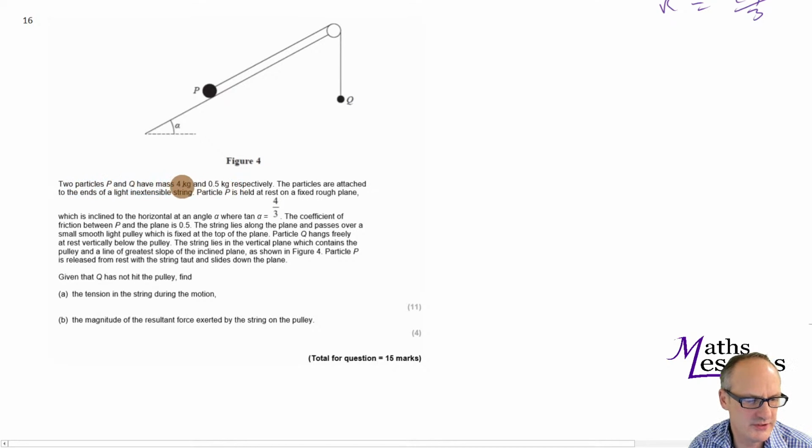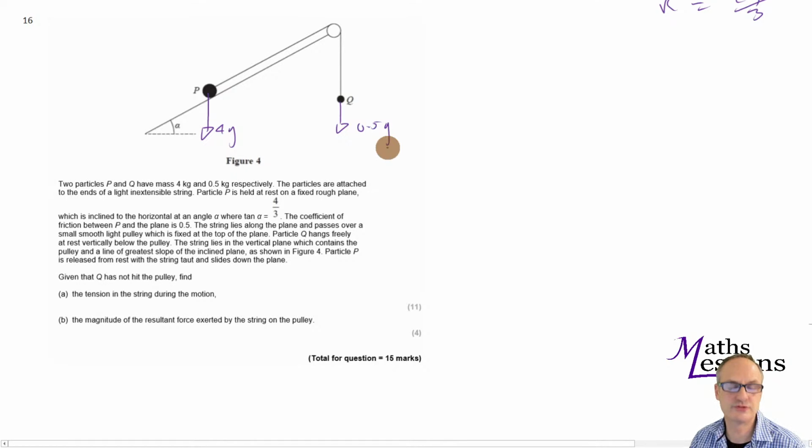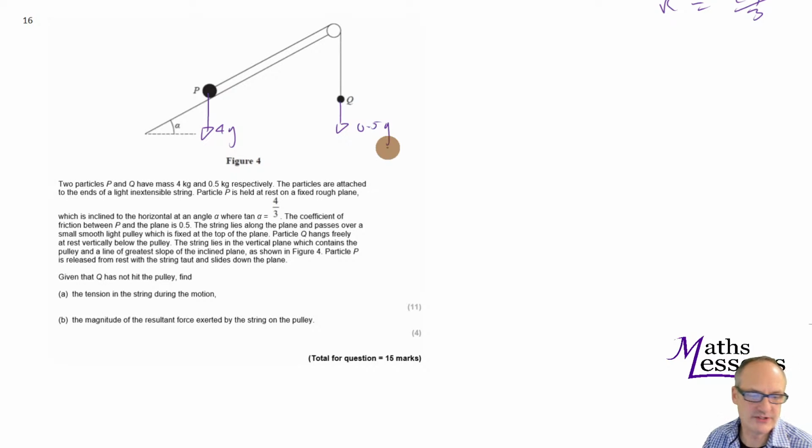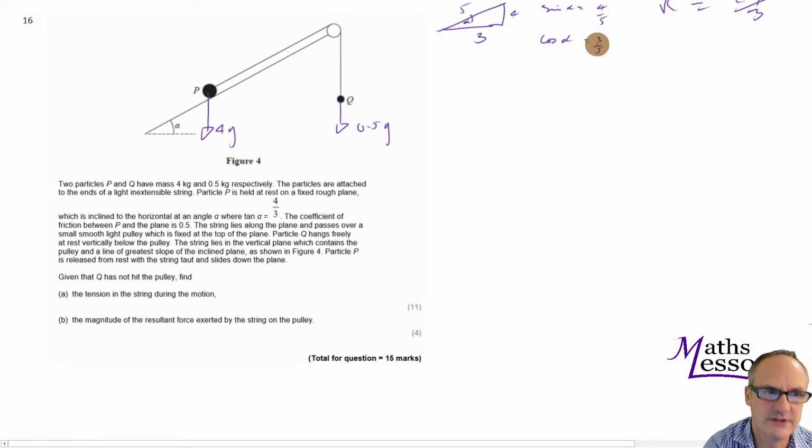Right, so we're looking at this question. We've got two particles, P and Q, 4 kilograms, so that's 4g, and 0.5g respectively. The particles are attached to the ends of a light, inextensible string. Particle P is held at rest on a fixed rough plane, which is inclined at a horizontal angle alpha, where tan alpha equals 4/3. So we've gotten quite used to this. We've got 4, 3, 5 this time for alpha, so sine alpha will equal 4/5 and cos alpha will equal 3/5.